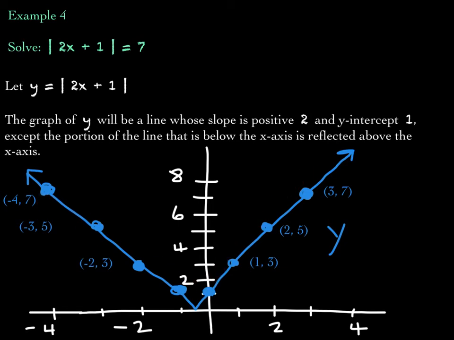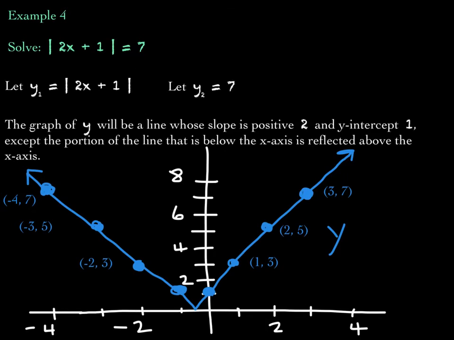We have to determine when the absolute value of 2x plus 1 is equal to 7, okay? So I'm going to call it y sub 2. I actually called this one y sub 1 just to differentiate. So this is y sub 1 here. I could change this subscript here. So this is the graph of y sub 1, which is the absolute value of 2x plus 1, right?